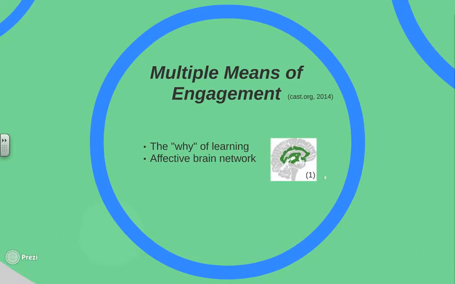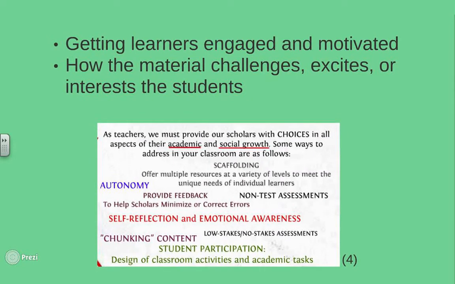The last part of UDL, or multiple means of engagement, is the why of learning and utilizes the affective brain network. The affective brain network is used to get learners engaged. It is how the material challenges, excites, or interests the students. This can be achieved through autonomy, providing feedback, non-test assessments, and maybe even through student participation, just to give you a few ideas.